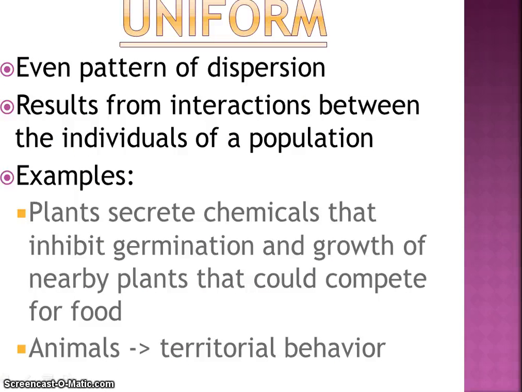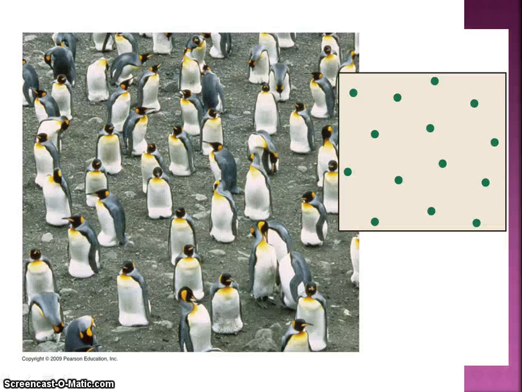Uniform is an even pattern of dispersion, and it results from interactions between the individuals of a population. Sometimes it is when members of a species repel one another. Let's say roots of some plants release chemicals that inhibit the growth of other members of its species, or animals will establish and defend their territories. Both chemical inhibition and territoriality maintain an even maximum distance between members of the species, and that does create a uniform pattern of individuals.